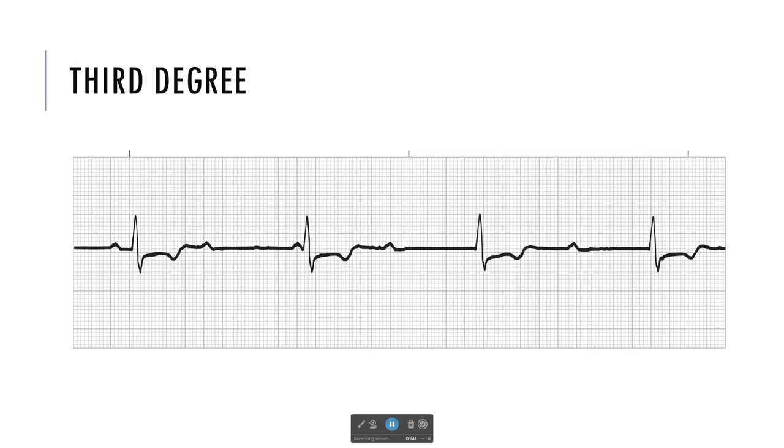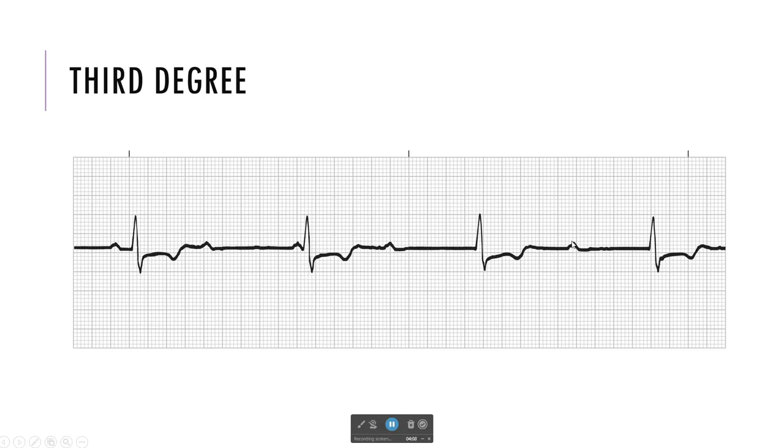All right, let's look at another strip. So the first thing that we look at is, is it regular? Yes. What's the rate? It's 40. And now we need to look at P waves. If I look at the first complex, you know that PR doesn't look too bad. But oh wait, there's a P wave here. Oh look, there's a P wave really close. Now there's a P wave here.